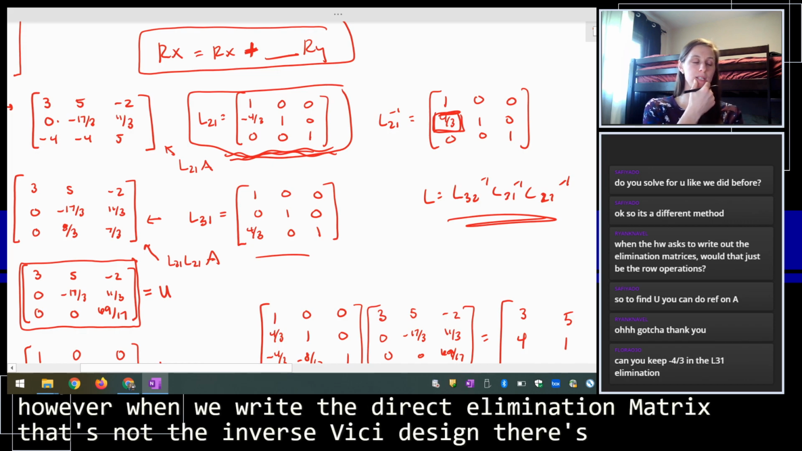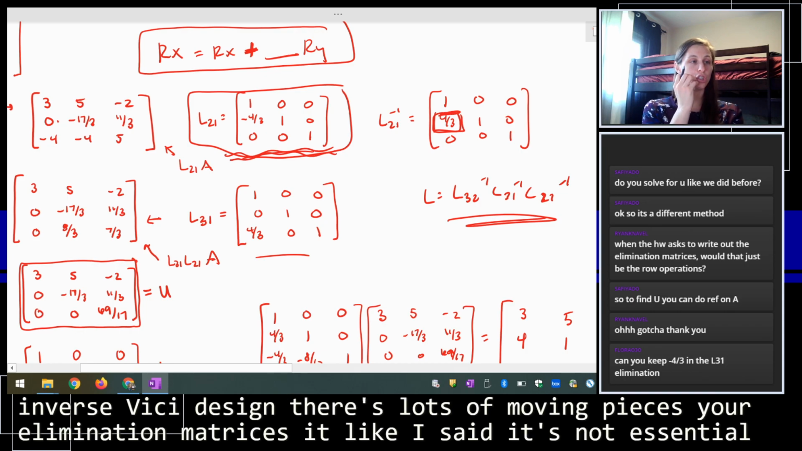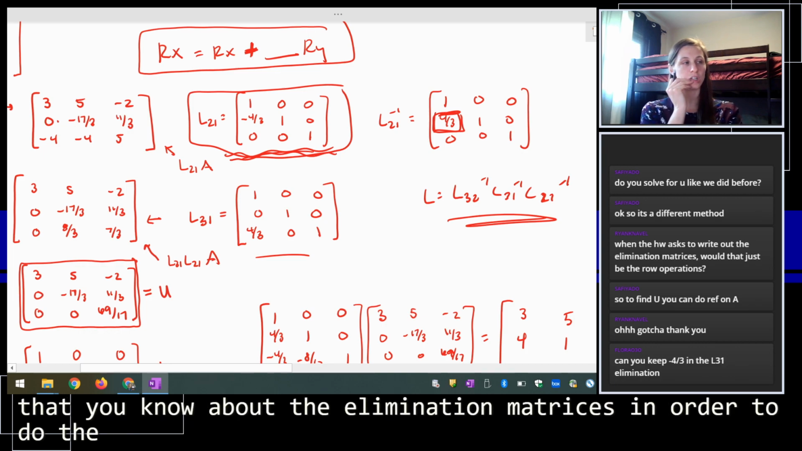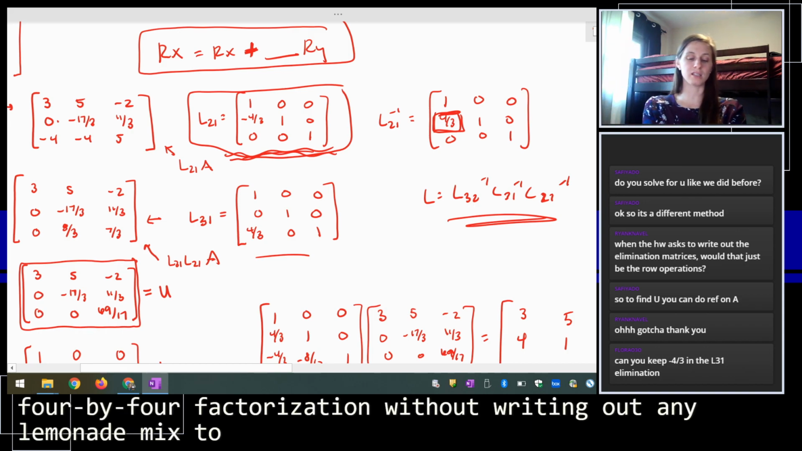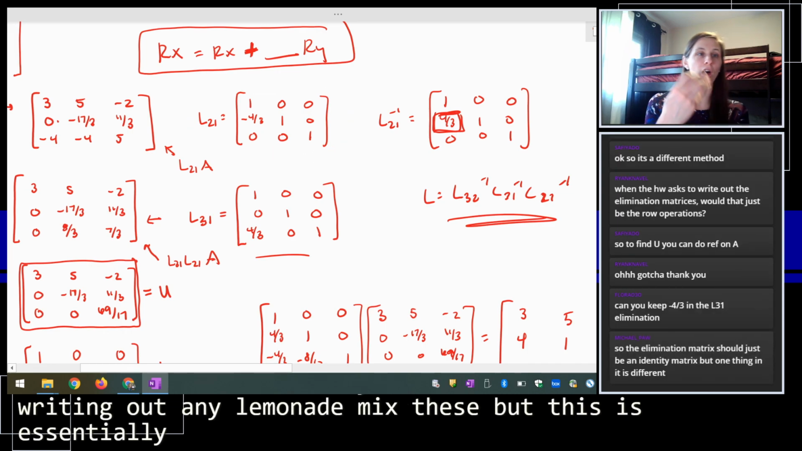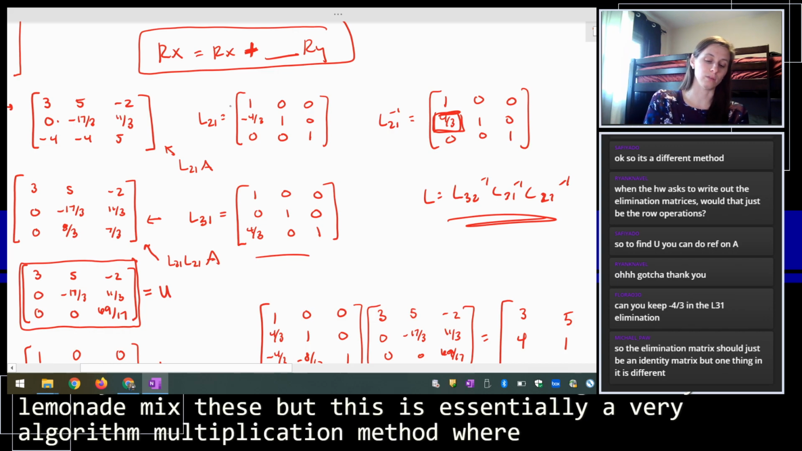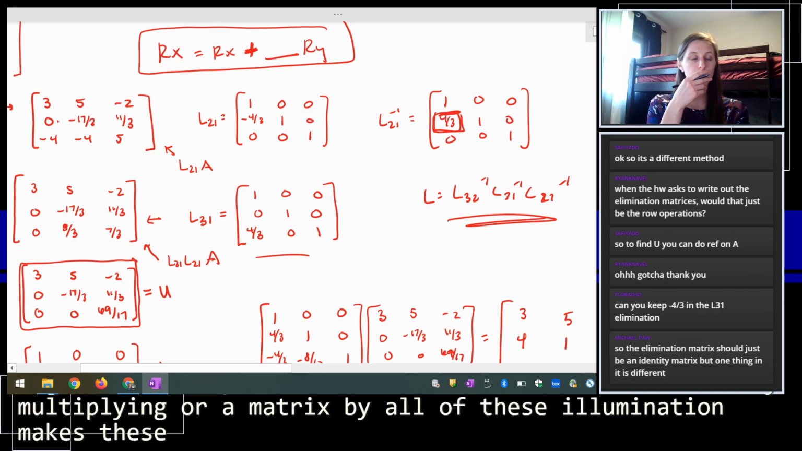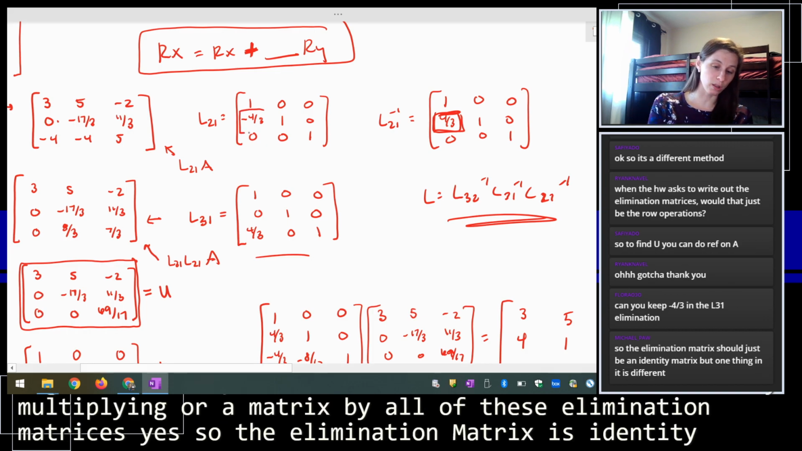So there's lots of moving pieces. Your elimination matrices, like I said, it's not essential that you know about the elimination matrices in order to do the LU factorization. Because we wrote out the 4x4 factorization without writing out any elimination matrices. But this is essentially a very algorithmic matrix multiplication method, where we are effectively multiplying our A matrix by all of these elimination matrices.